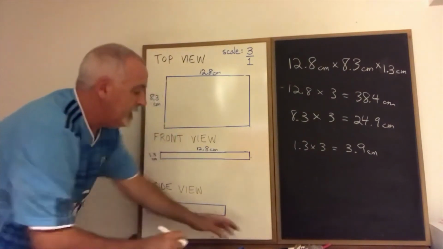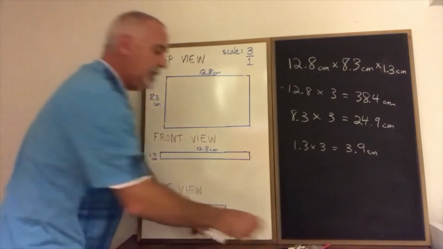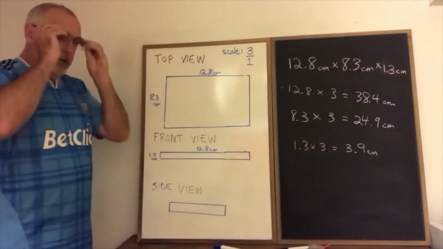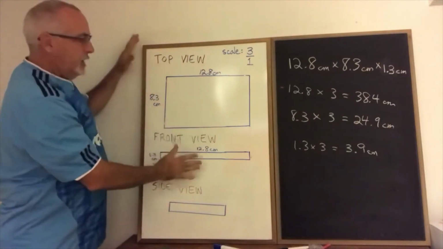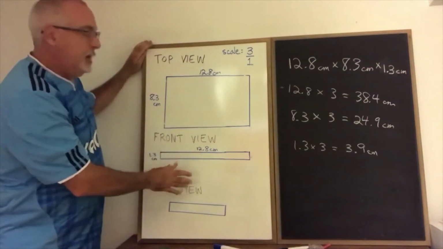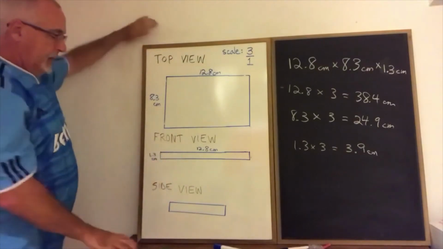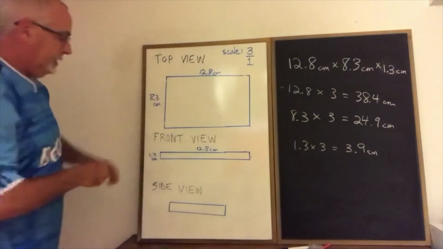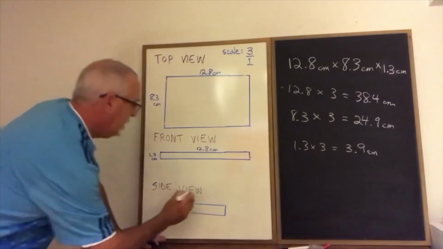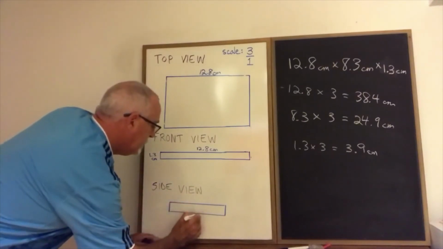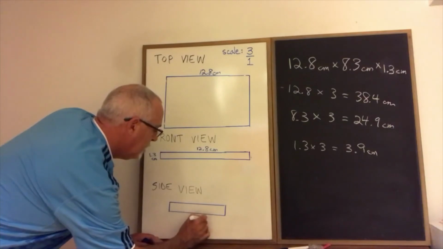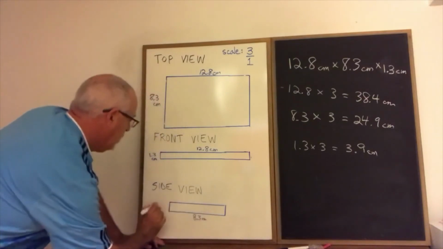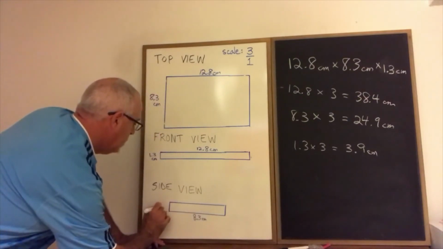Now I have to admit that most of the difficulty of drawing these is the fact that I'm trying to draw them on a shaky whiteboard. And doing this on a piece of paper would be a little bit easier. I still have to label. I need the 8.3 centimeters. I'll put it on the bottom here. By the 1.3 centimeters.